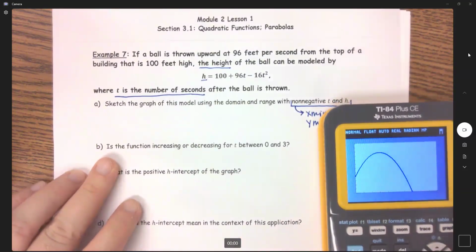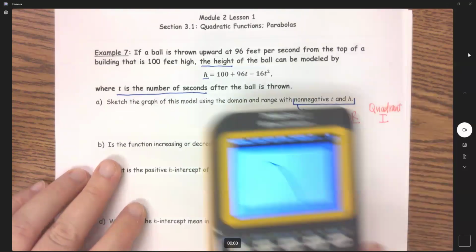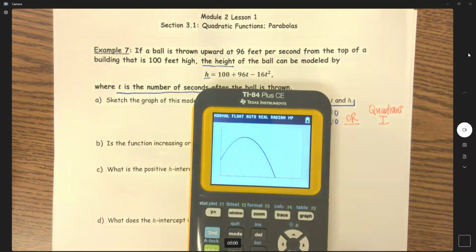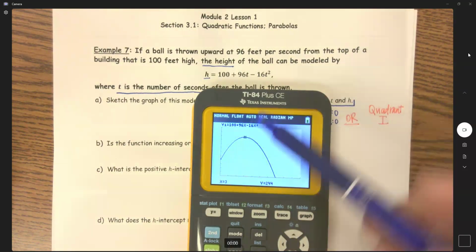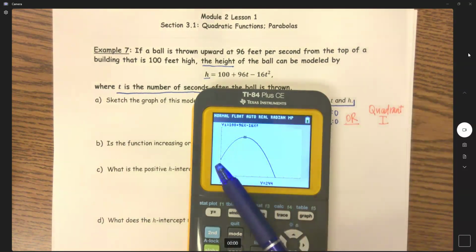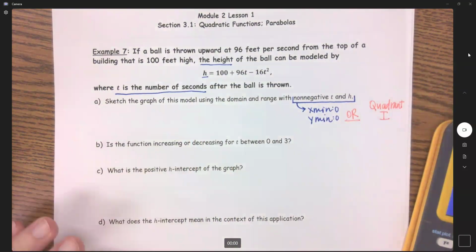Part B: is the function increasing or decreasing for t between 0 and 3 seconds? If I trace 3 here, that looks like it could possibly be the vertex. So between time 0 and time 3, how is this function behaving? Well, that is increasing.